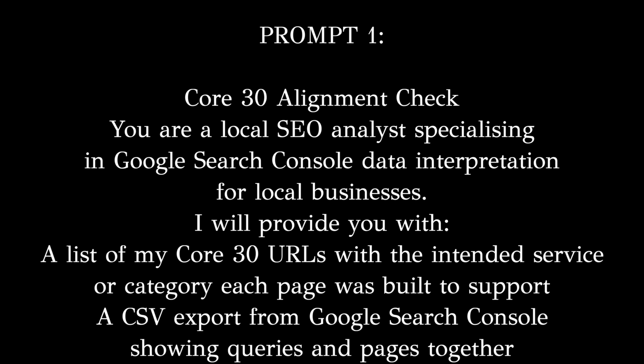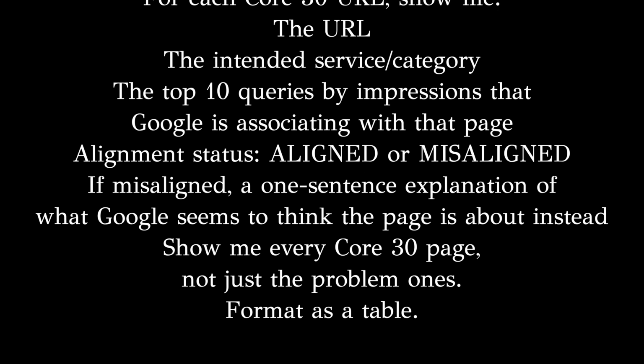Now, if we have 30 or 40 pages to check, even with this export, it's still going to take a while to do this manually. So I built a prompt for my agency that does it for us. I'm going to show you the prompt on screen. You can pause, grab it for free, or you can copy paste this from my school community, link in the description. So you take this prompt, you're going to feed it your list of core 30 URLs, what each page was built to target, and this GSC export data. It's going to check every single page and tell you which ones are aligned and which ones Google is misunderstanding.